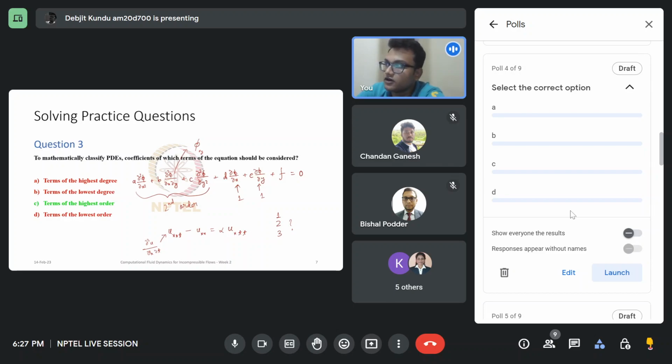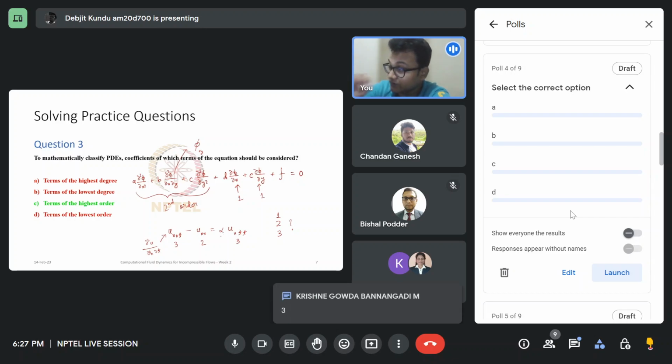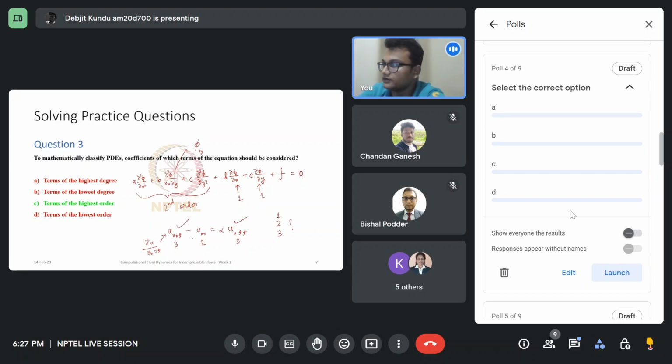So if we look at the orders of the individual terms, this is order 3, this is order 2, this is order 3. So 3 is the highest order, right? Correct me if I'm wrong. Right. So for classifying the PDEs, this term and this term, only these two would be used. And we will leave out this one since it's not of the highest order. Okay. Any questions on this? Any doubts?